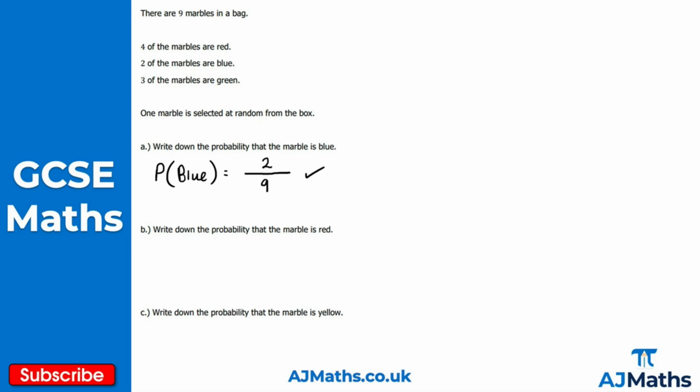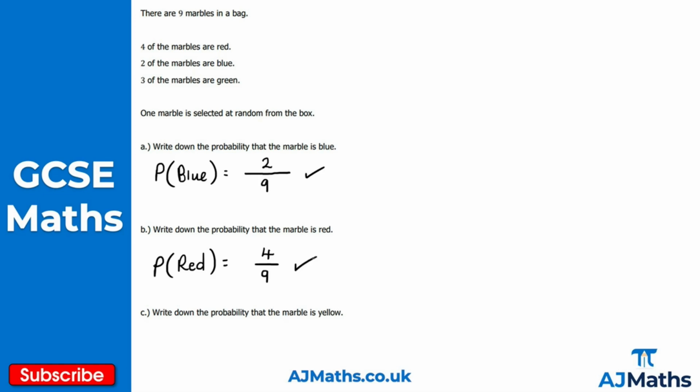For part B then, we're asked to write down the probability that the marble is red. So same idea again. For the probability of red here, what we need to think about now is how many possible red marbles there are. Well, looking at our description, we know 4 of the marbles are red. So we can pick 4 possible red marbles out of how many in total. And again, that total doesn't change. That will just be 9 still. So we get 4 out of 9 there. Okay, so that's our solution to part B.